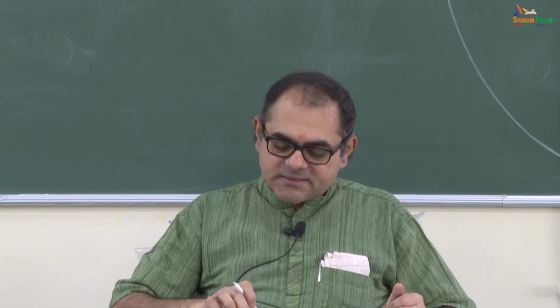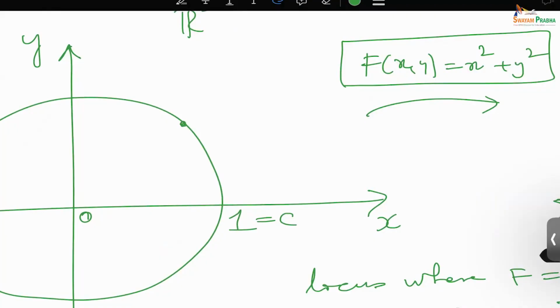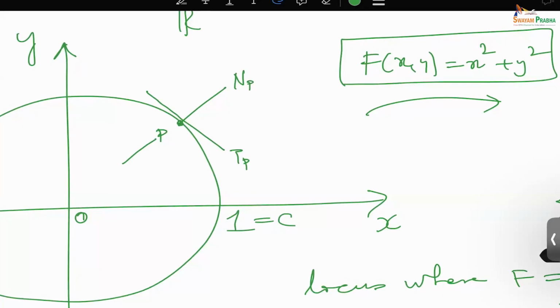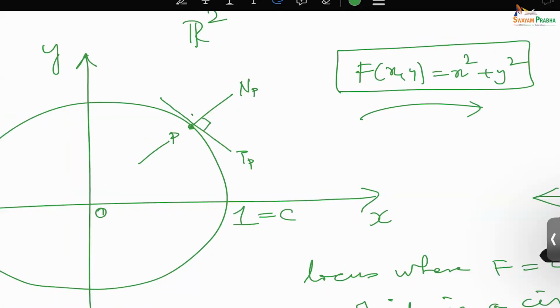Now the point is that the normal line direction is given by the ratios of the gradient components. So if I take a point P here, then this is the tangent direction, TP is the tangent line, and let me not put an arrow because I am only interested in the line. This is the normal, NP is the normal line, and this is 90 degrees.